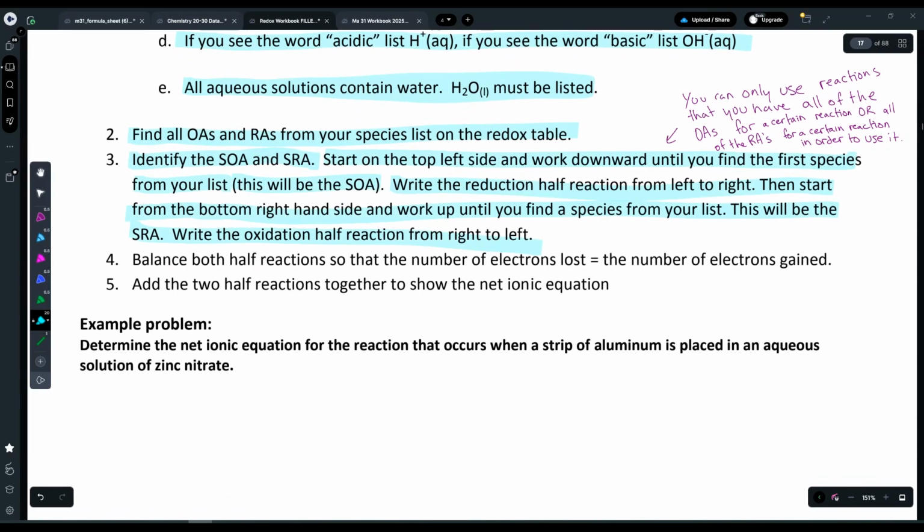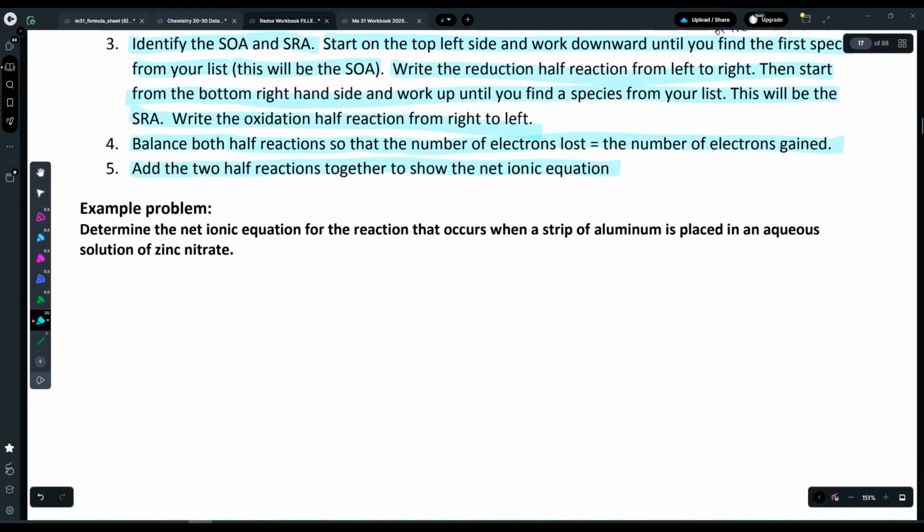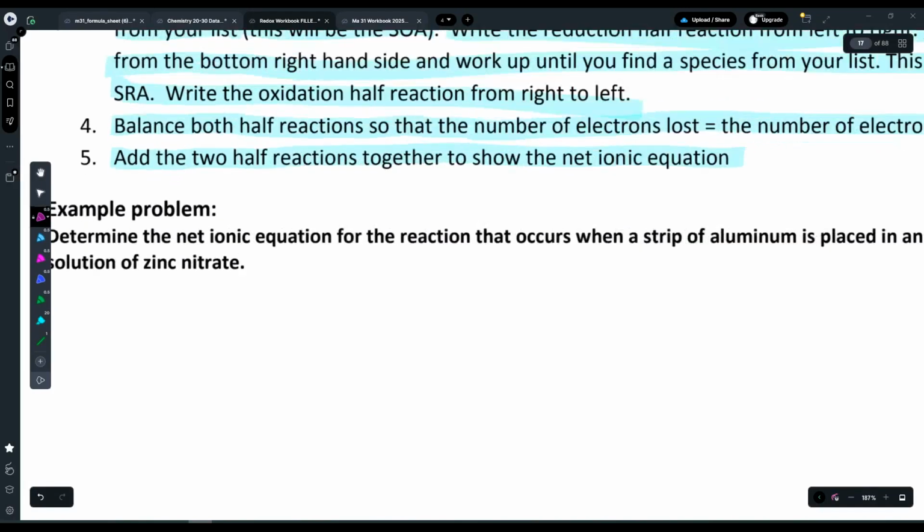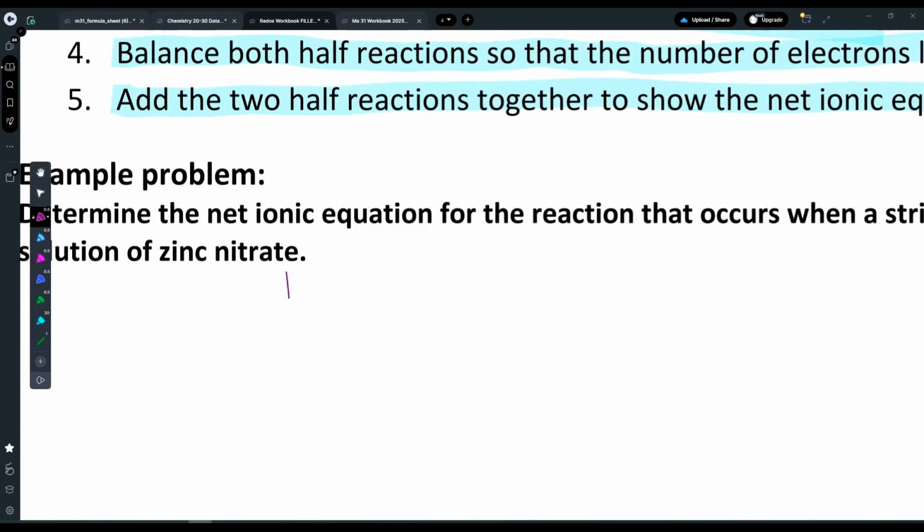Okay, step 4, balance both half reactions so that the number of electrons lost is equal to the number of electrons gained. And then step 5, you're going to add the 2 half reactions together. All right, so let's do an example problem. Determine the net ionic equation for the reaction that occurs when a strip of aluminum is placed in an aqueous solution of zinc nitrate. So, step 1, we're going to list out our species. So I'm going to say this is species list.